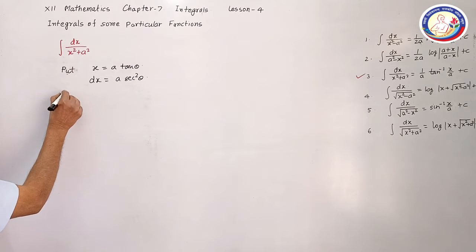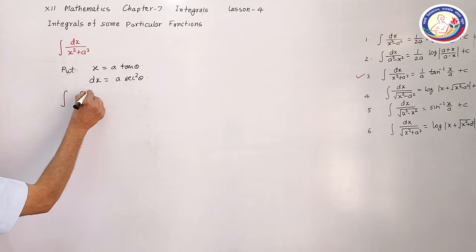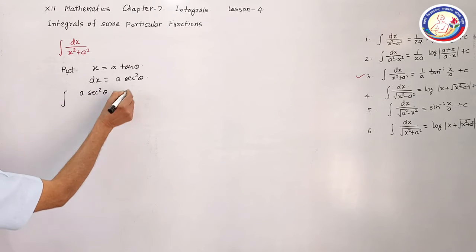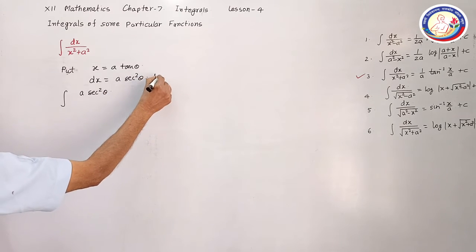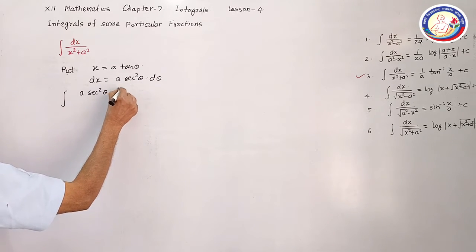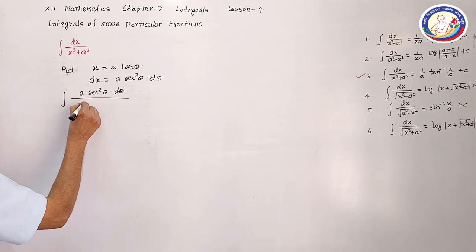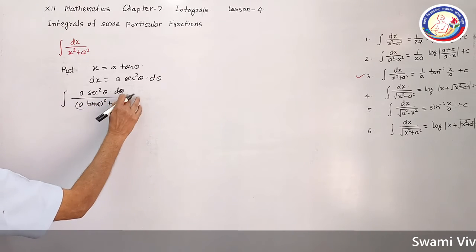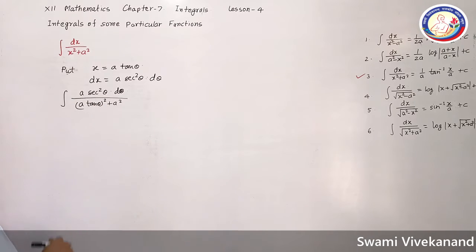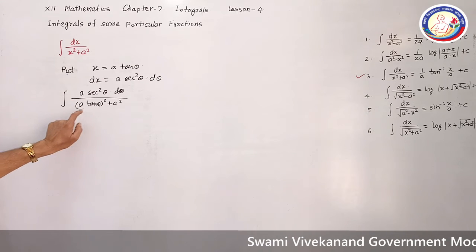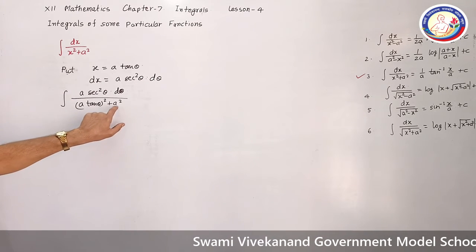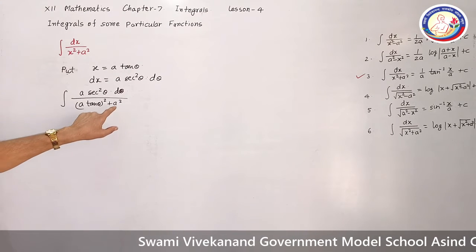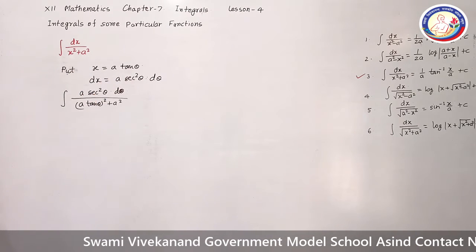Put here integral of dx equal to a sec square theta d theta in place of x, and here a tangent theta whole square plus a square. We have replaced x by a tangent theta, or we assumed x equal to a tan theta because tangent square theta plus 1 gives us sec square theta. Keeping it in mind, we have chosen this substitution.